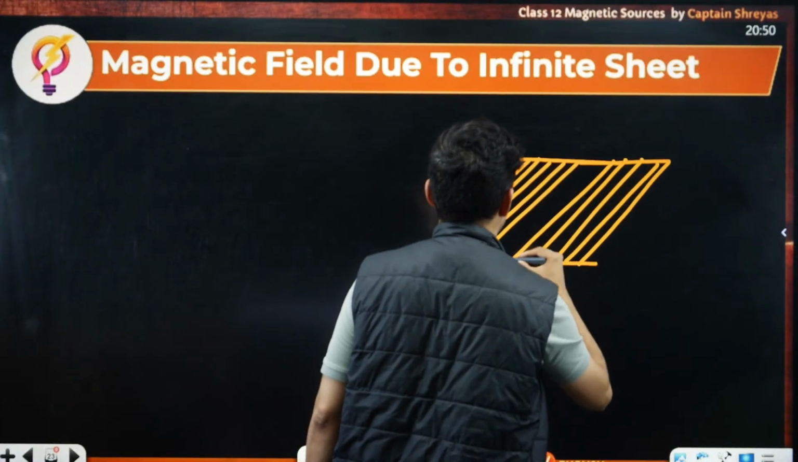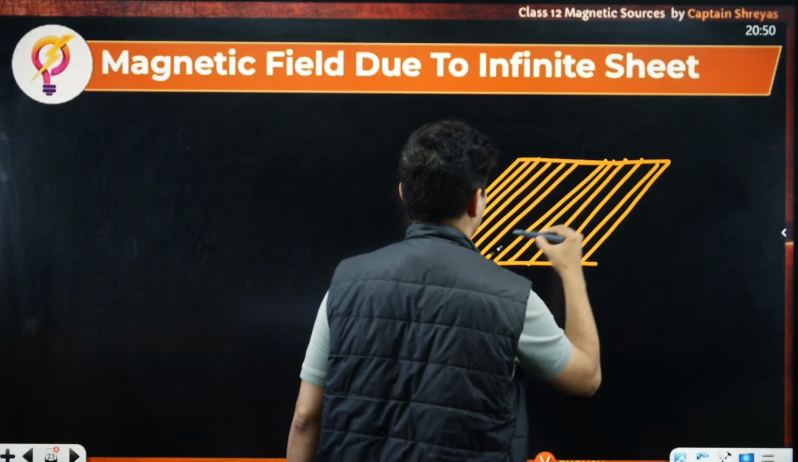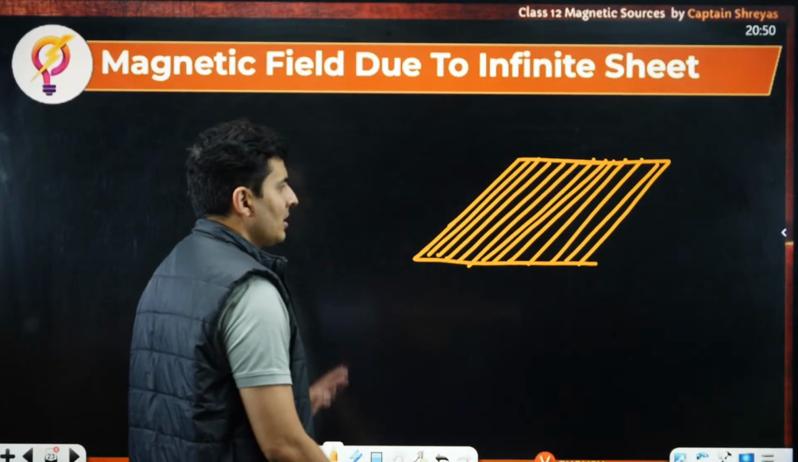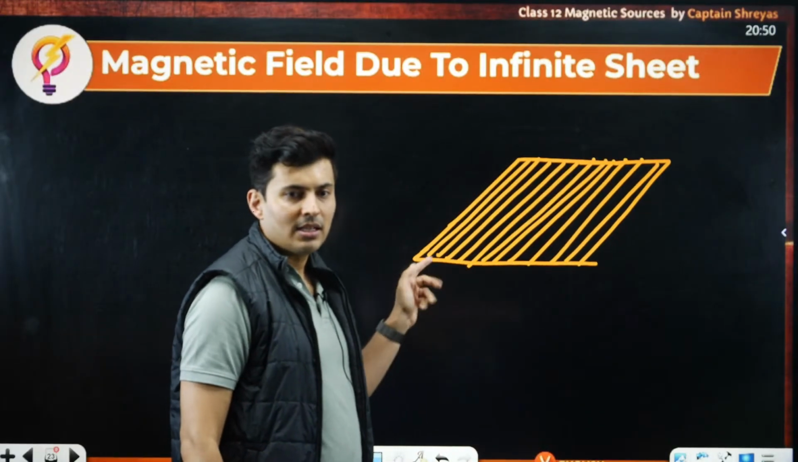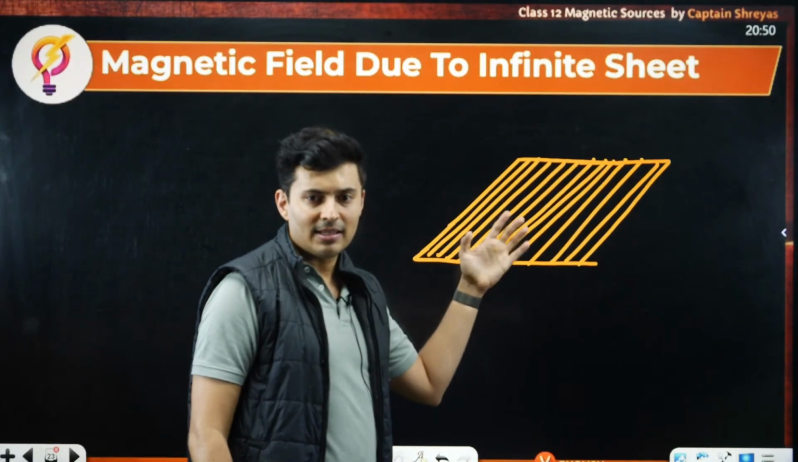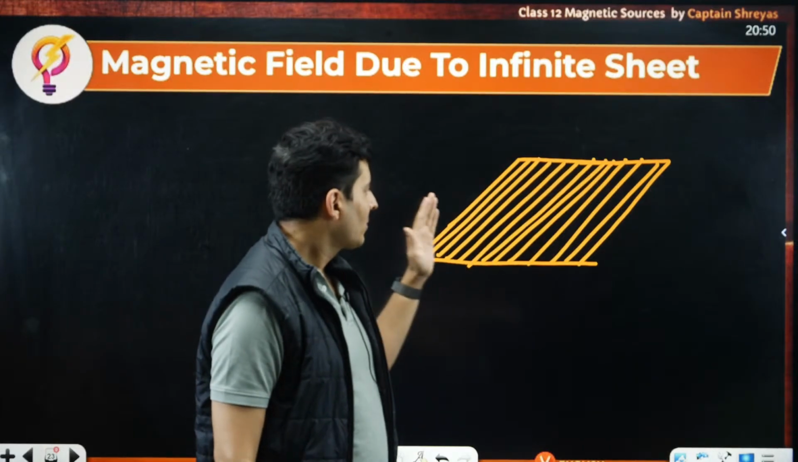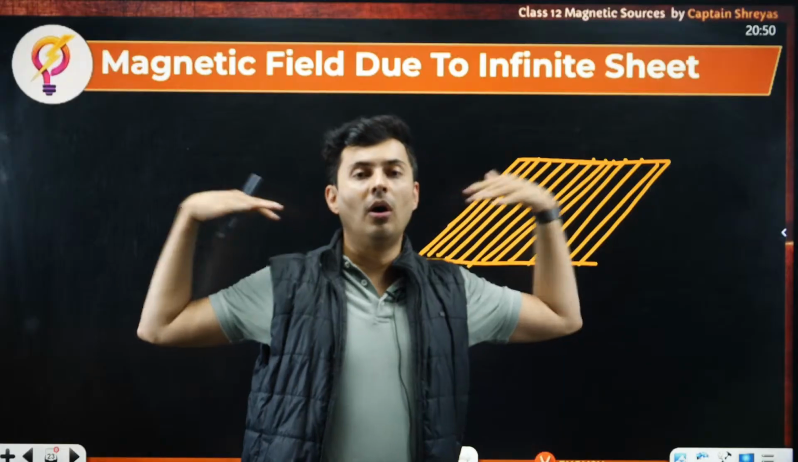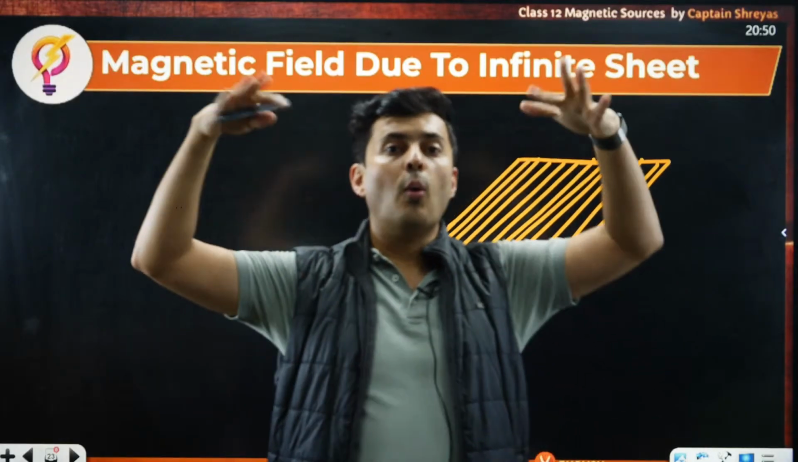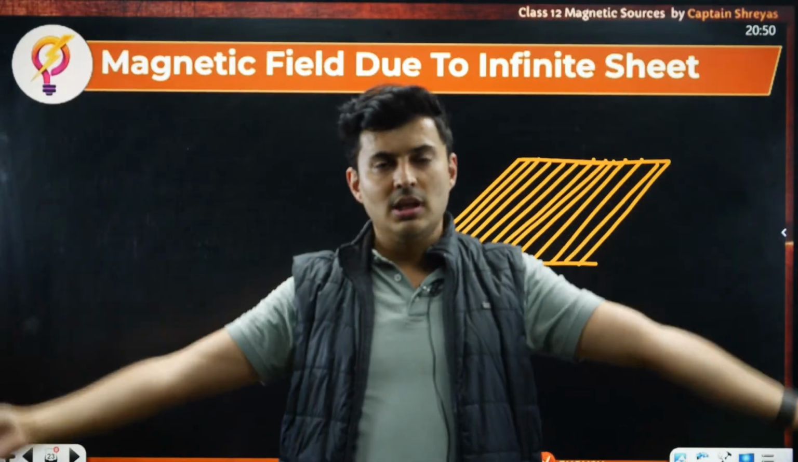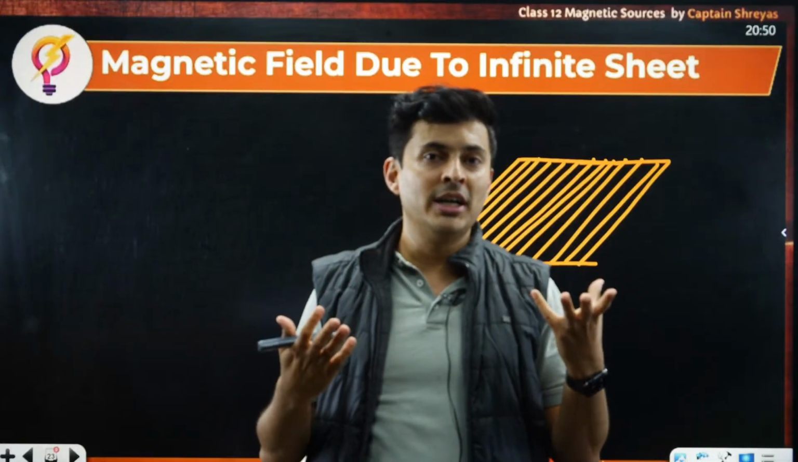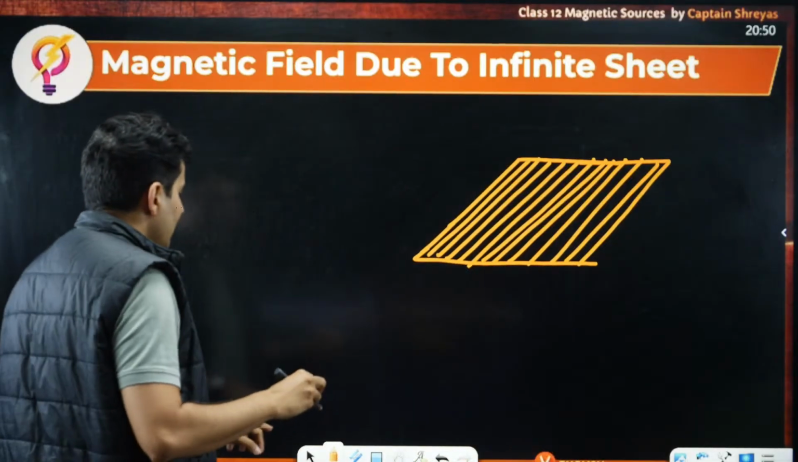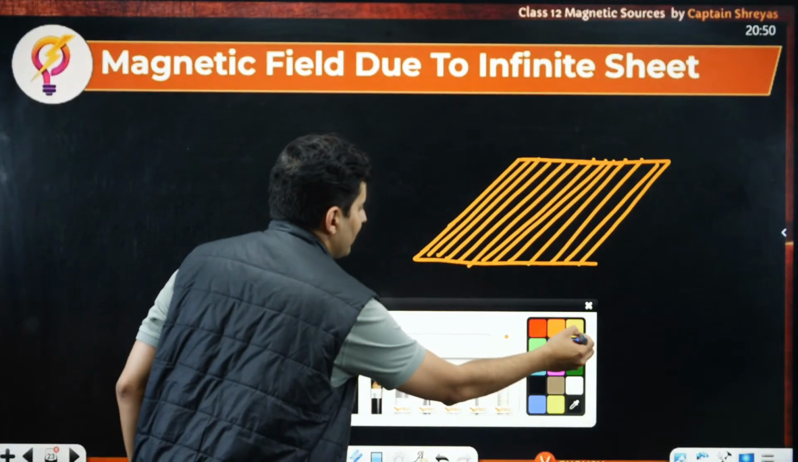This is a sheet of wires carrying currents. Each line is a wire which carries some current in one direction like this, and it's a sheet of wires. A long sheet of long wires produces a good amount of magnetic field around it. So what will it be? I'll tell you how to find this.